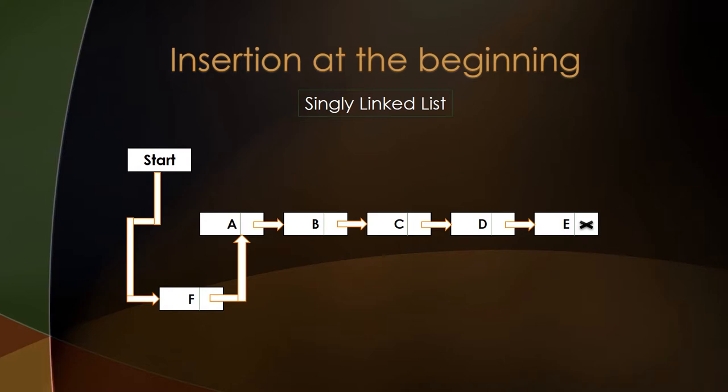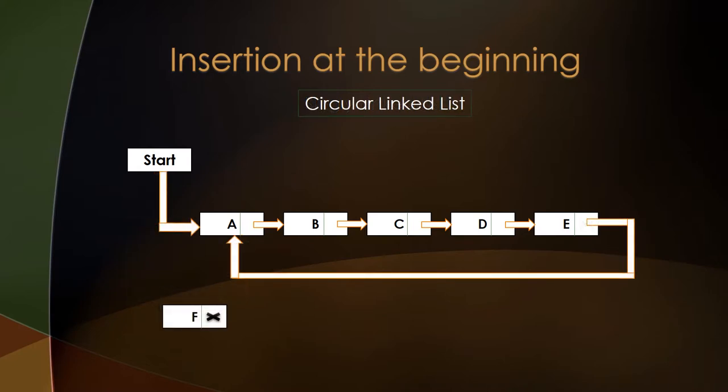Now in the case of a circular linked list, there will be two pointers pointing to the starting node. Hence, we'll need to change two different pointers in this case. The first step also remains the same: we need to copy the address of the start pointer into the next pointer of node F, so that it points to the beginning node A. So here it is, we have copied the address of the start pointer into the next pointer of node F, and it now points to node A.